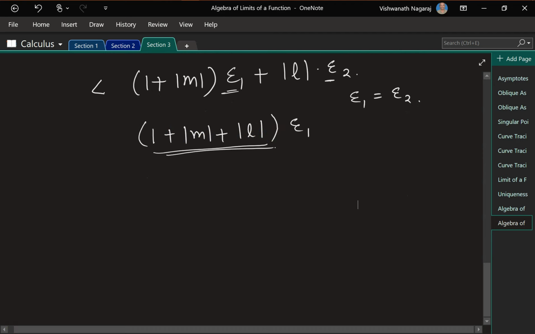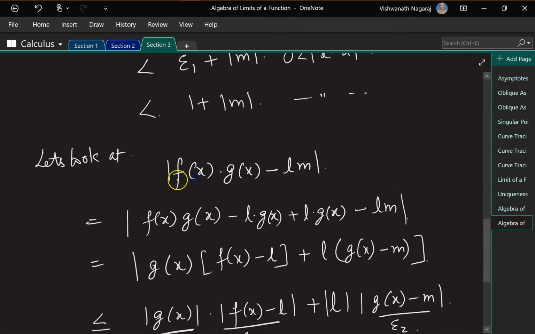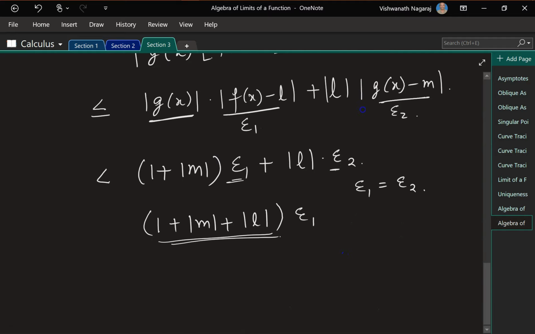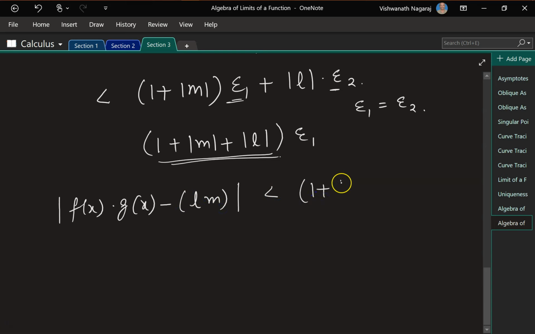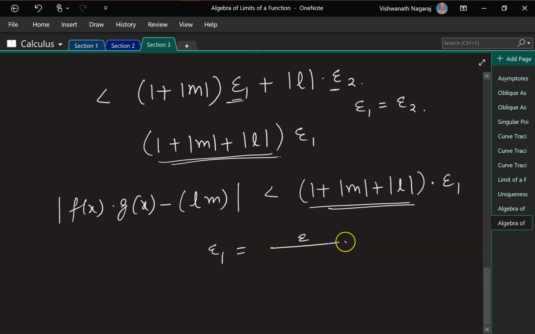Now when we reach this stage, remember, don't forget all this is beginning with this. So which means now let's rewrite the entire statement. |f(x)g(x) - Lm| is less than (1 + |m| + |L|) times epsilon 1. Now what we'll do is we have to make sure that this gets cancelled off. So let us say epsilon 1 is equal to epsilon by (1 + |m| + |L|).